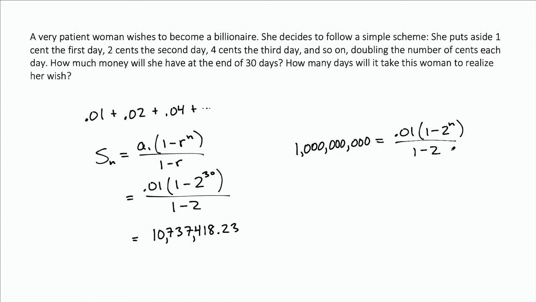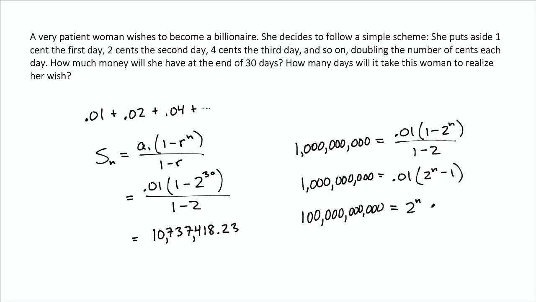We can do a little bit of simplifying first. This is just a negative 1 in the denominator, and I can apply that to the numerator. So I have 1 billion equals a negative, which I'll distribute into the parentheses, 0.01 times 2 to the n minus 1. Now if I divide by 0.01, that's dividing by a hundredth, or multiplying by 100, so it adds a couple of zeros. Now we're looking at 100 billion equaling 2 to the n minus 1.